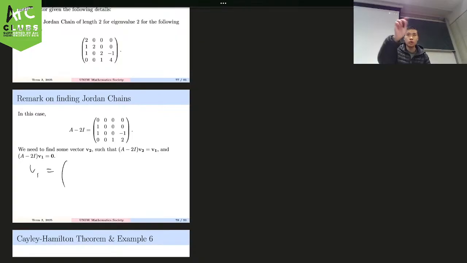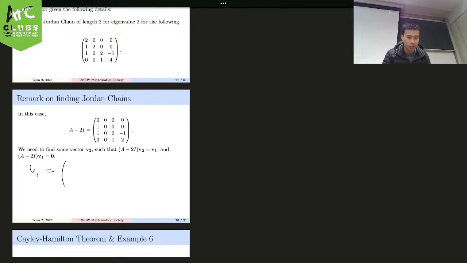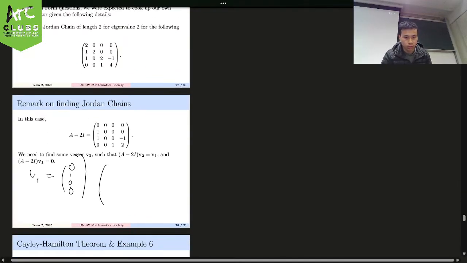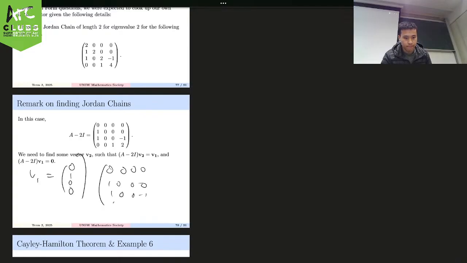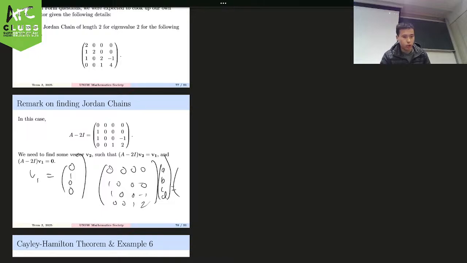You notice the second column is purely all zeros. So if we say 0, 1, 0, 0, that's like saying, just take the second column. So obviously A minus 2i times that vector should equal 0. So we found v1 correctly. So we just need to find a v2 here essentially. Let's call it A, B, C, D, because we don't know what it is. But we do know that it has to equal v1 essentially.